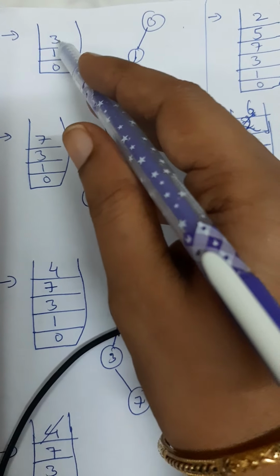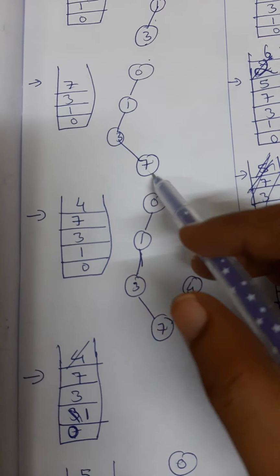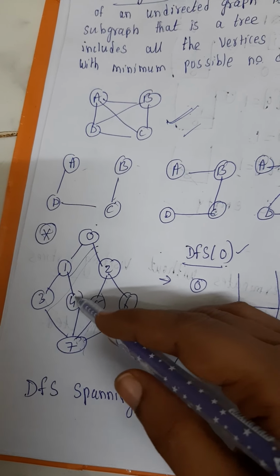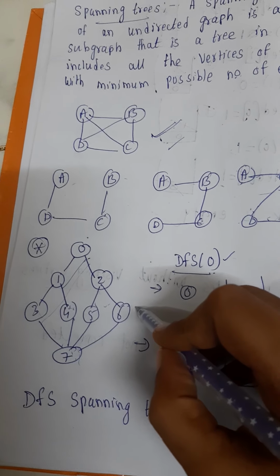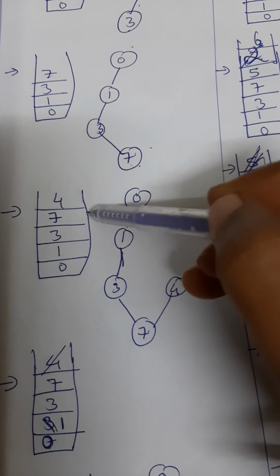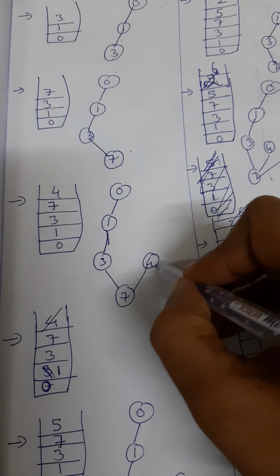Now who is on the stack top? 3. Now 3's adjacent vertex is 7. Now 7 is coming onto the stack top. Now 7's adjacent vertices are 4, 5, 6. You have three, but only one you have to consider, that too in ascending order. So what do you have here? 4. So 4 will be pushed onto the stack. 4 is pushed onto the stack. How you have the figure, in the same way I am drawing here.